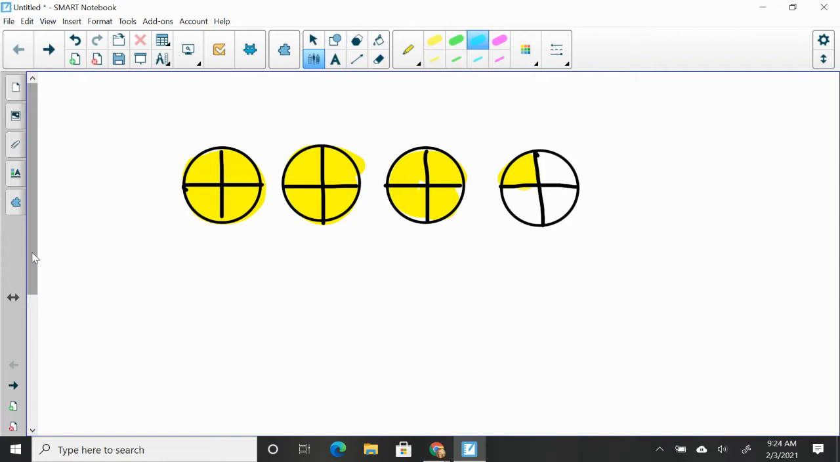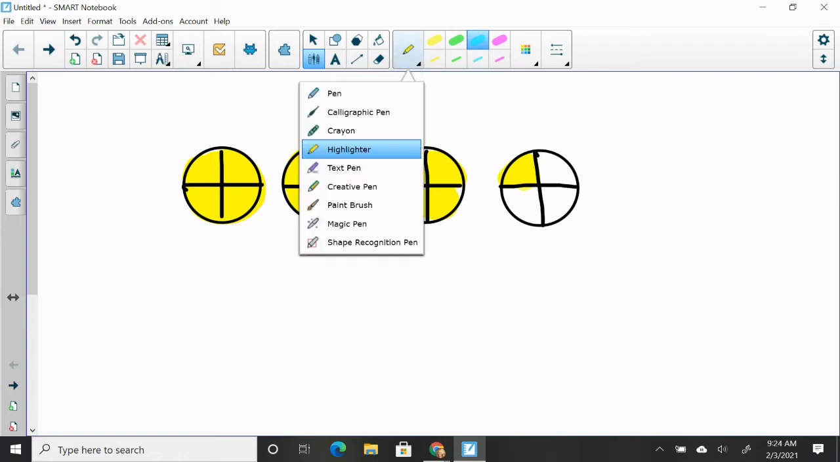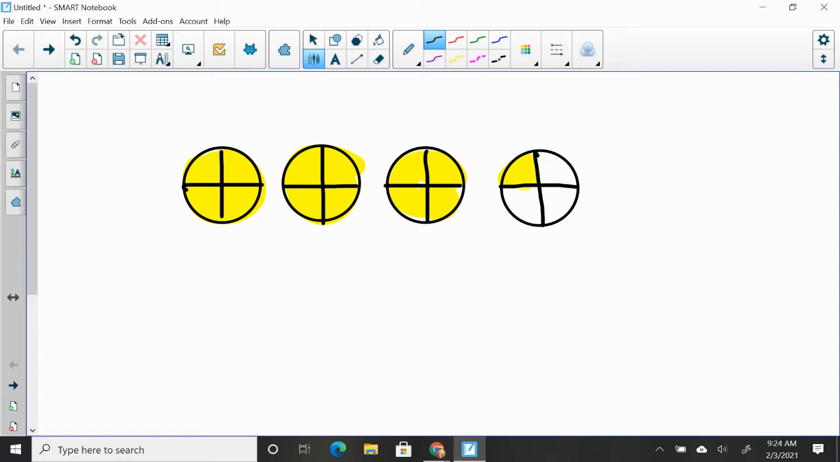Okay, so we are going to look at this model right here that I just drew. My lines are not perfectly straight, and that's okay. And this model is showing what as a mixed number? What would be the mixed number? Well, what is a mixed number to begin with, I should say? What is a mixed number?